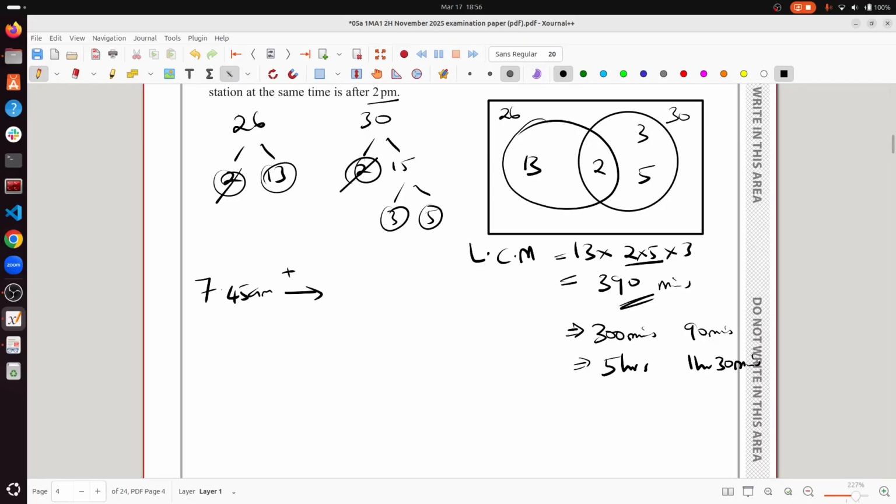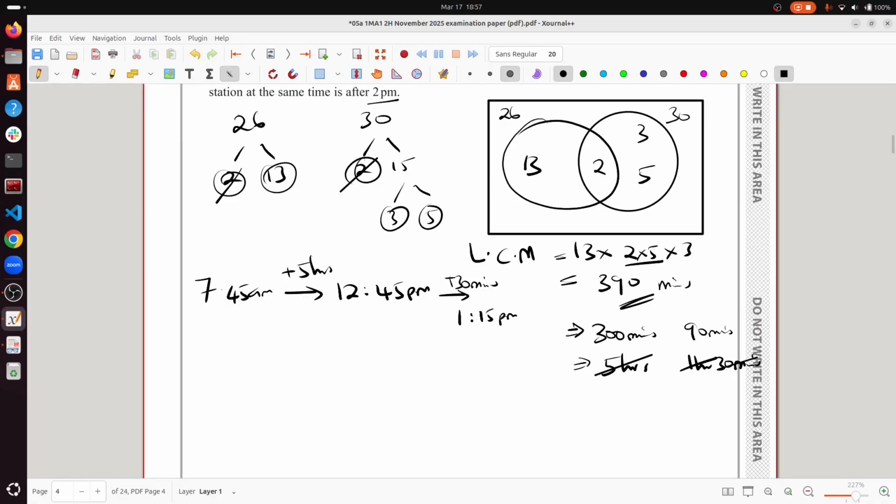I am going to add 5 hours. So once I add that onto it, I take it off so that I don't use it again. So adding 5 hours to that, I'm going to have 12:45 p.m. And then I add 30 minutes onto that, and that takes me to 1:15. So that takes me to 1:15 p.m.